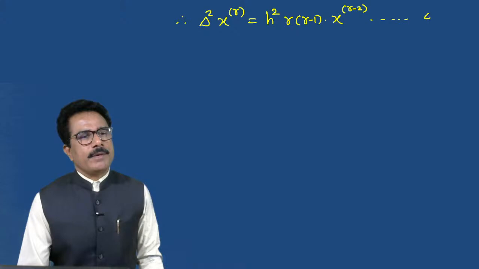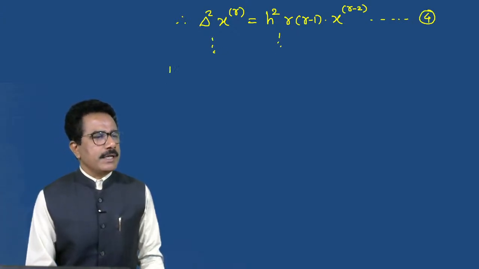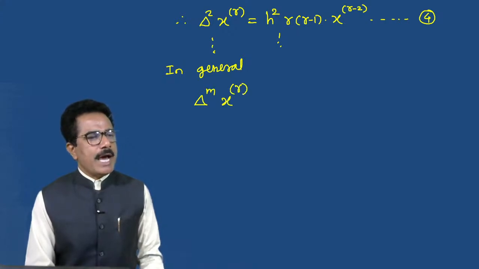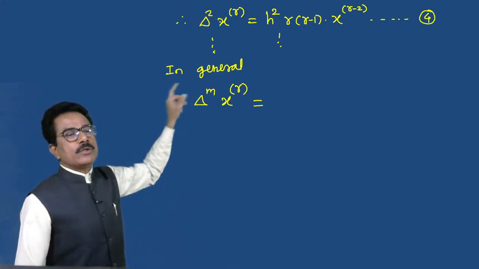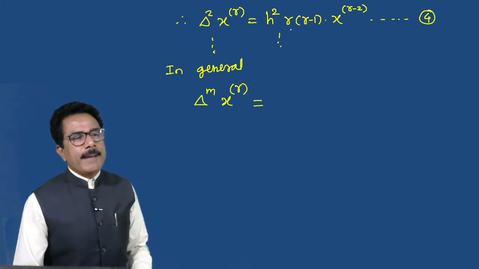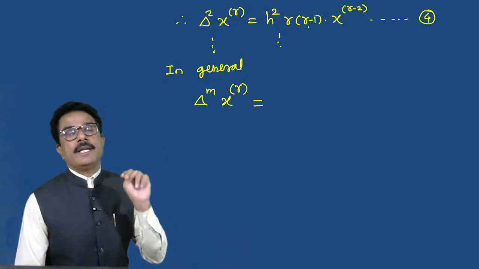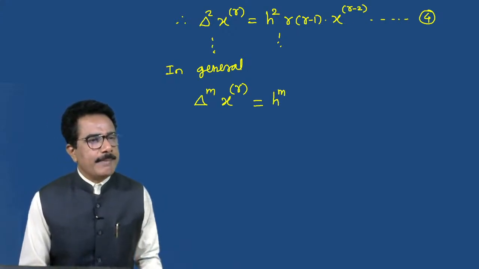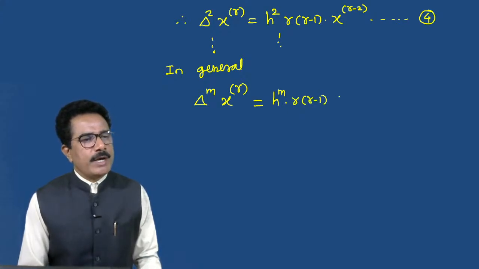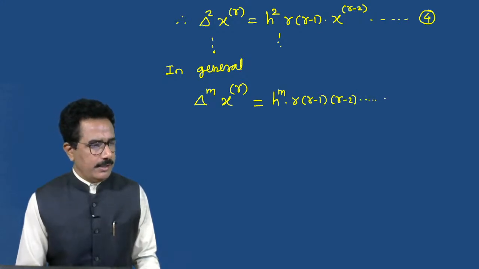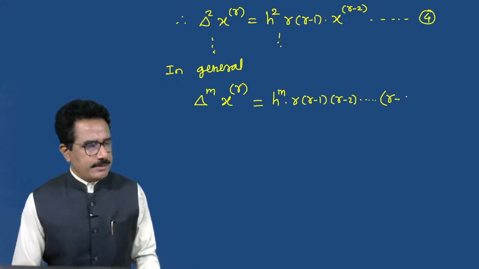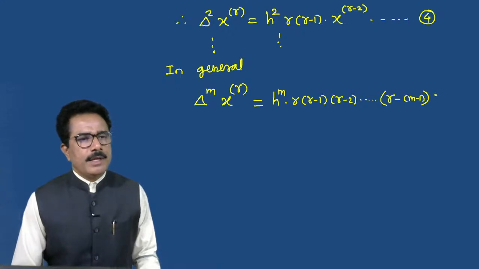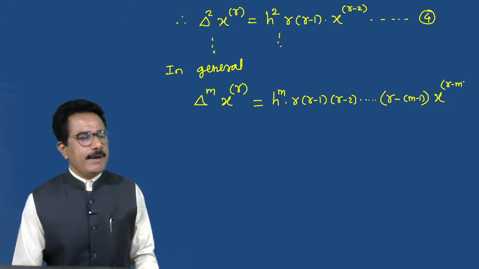This is, suppose, equation number 4. In general, delta raised to m x to the power r factorial. Now look, we have to generalize. If it is delta 2, then h raised to 2. Here two terms are in the factorial, and x raised to r minus 2. So how do we generalize it, students? Now look, h raised to m into r minus 1 into r minus 2 dot dot dot into r minus m minus 1, bracket close, x raised to r minus m factorial.